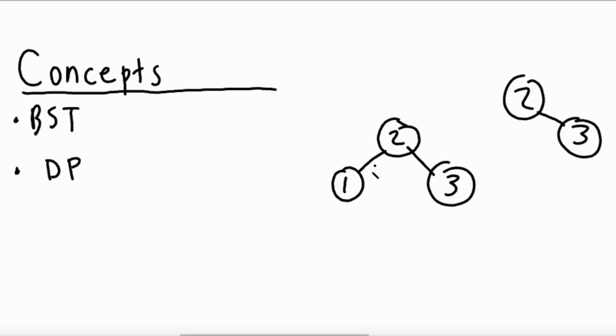So in this case, 1 is less than 2, 3 is greater than 2. 2 to the left here has nothing, but it's still a binary search tree. It's just nothing right here. And this will be important later on. DP right here is dynamic programming. It's all about solving complex problems with simpler subproblems.